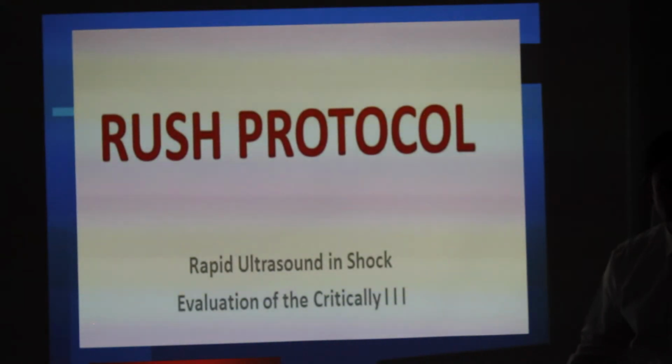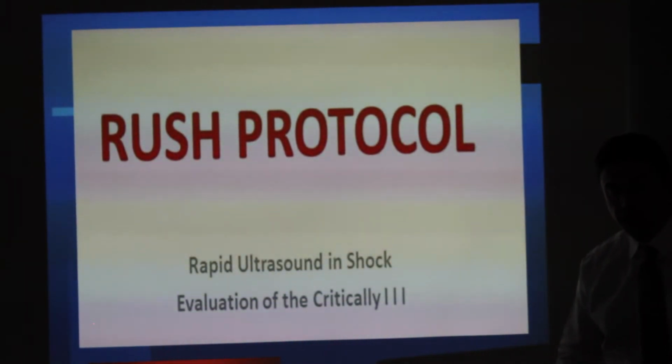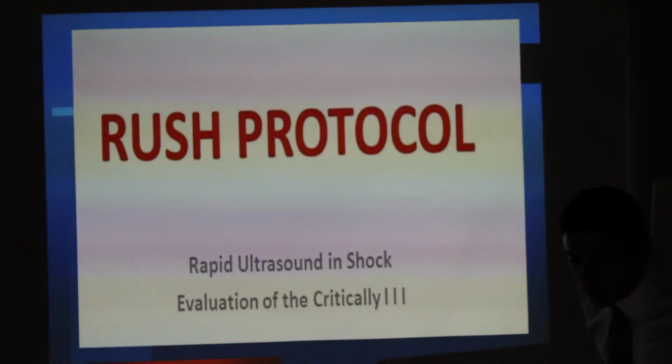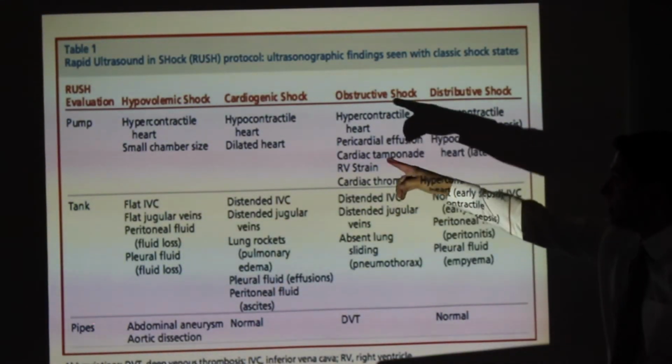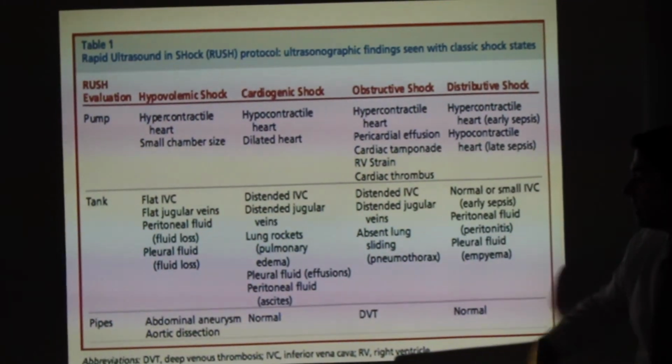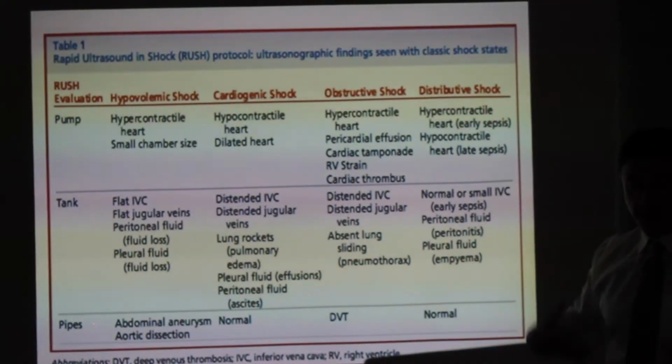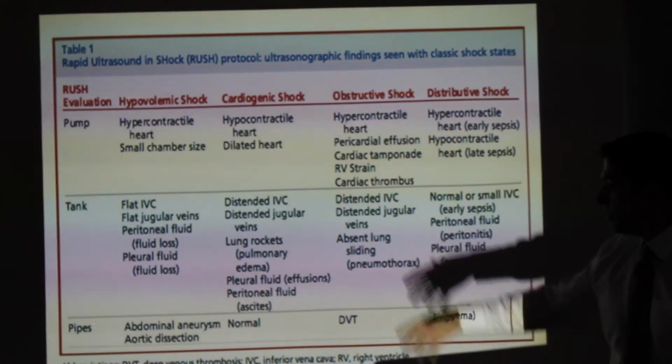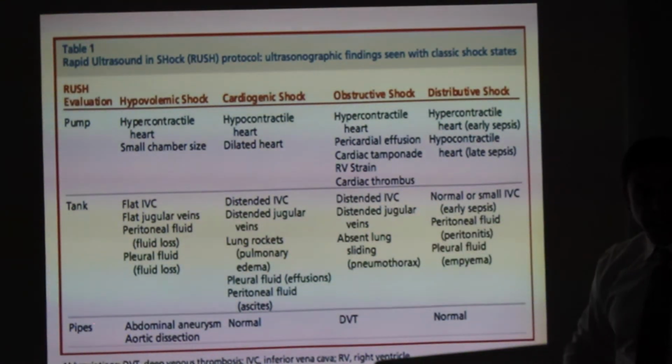You see sometimes I look at the veins to see if there's any DVT or so. This is of course the RUSH protocol, and basically we're going to assess the pump, the tank, the pipes. The pump is the heart. The tank is the pleural space, the fluid, and the abdomen. The pipes, looking for DVTs or if there's any aneurysm.